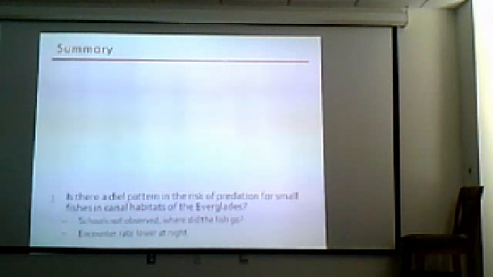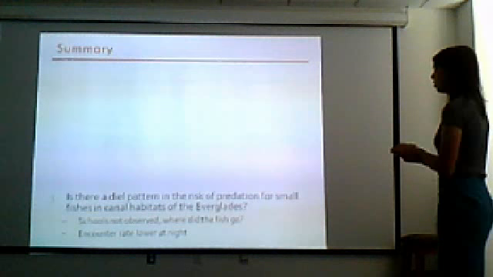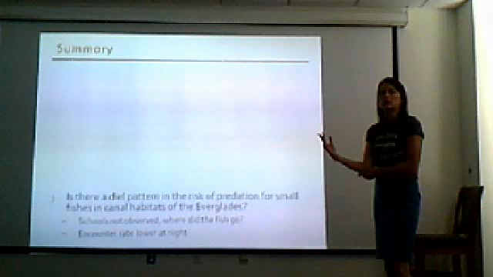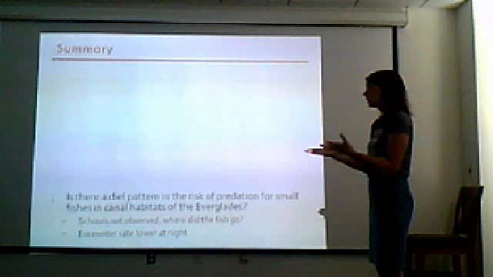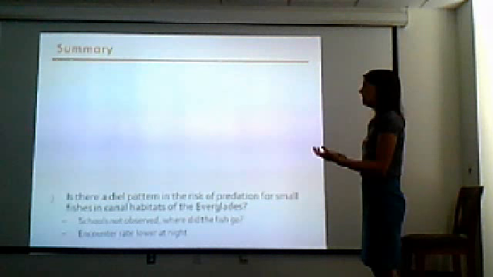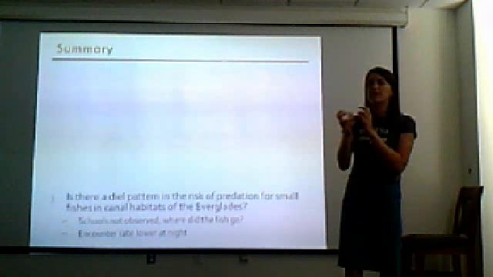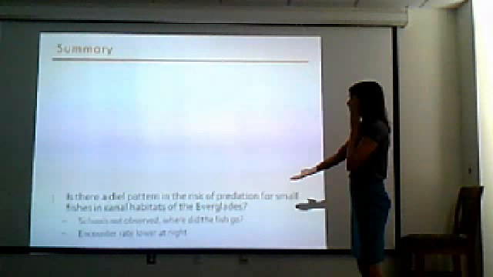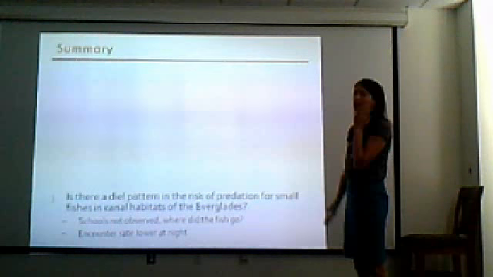And finally, is there a diel pattern in the risk of predation? Well, one thing I forgot to mention is that we didn't observe any schools at night, which is actually a very common thing. So it's good that we didn't observe schools at night. One reason is that they don't have the visual cue to group themselves. But then it led us to ask, where are these fish going?